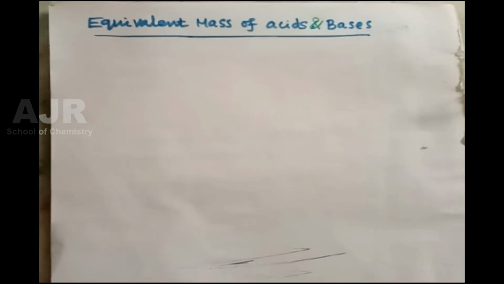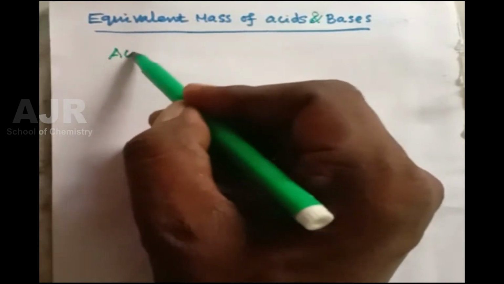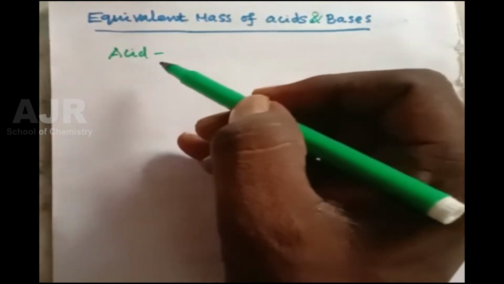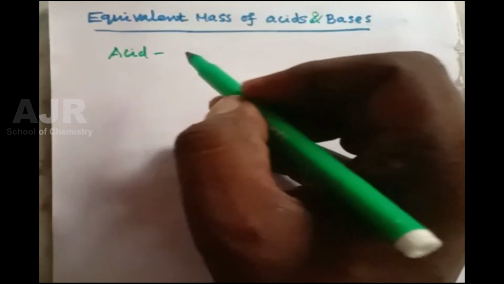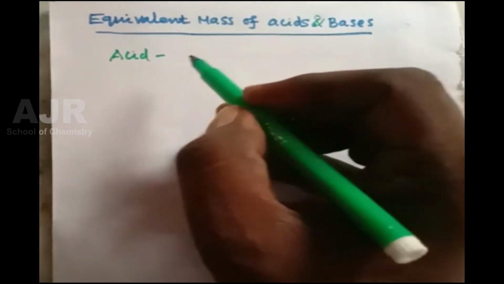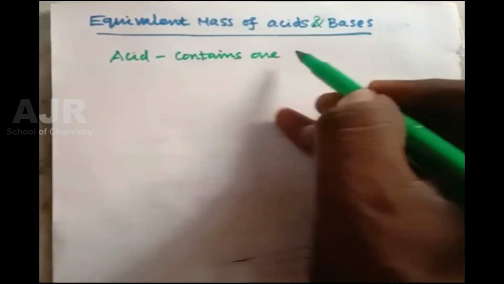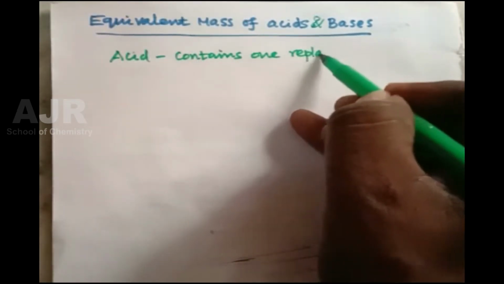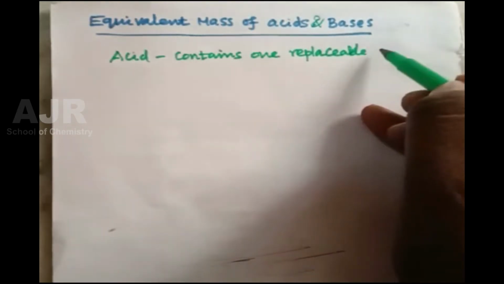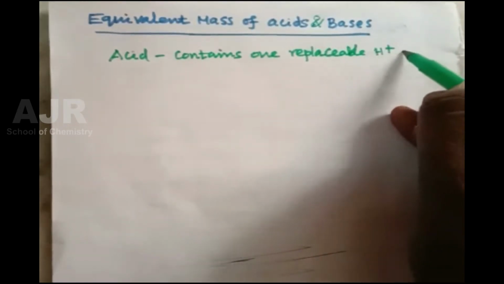Today, we are going to discuss the equivalent mass of acids and bases. So you know very well what is meant by an acid and what is meant by a base. Can you say what is meant by an acid? Acid is a substance which contains at least one replaceable hydrogen. So acid contains one replaceable H plus ion. Replaceable H plus ion. Yes or no?